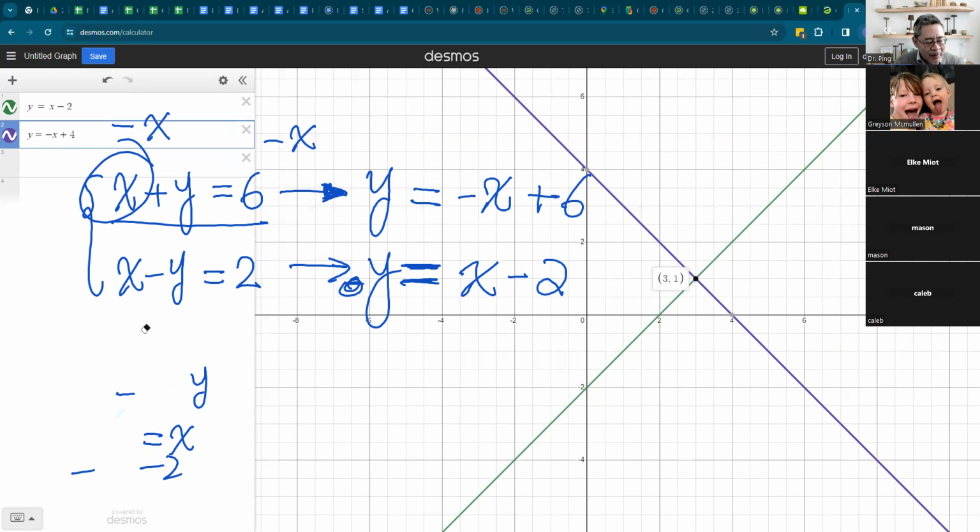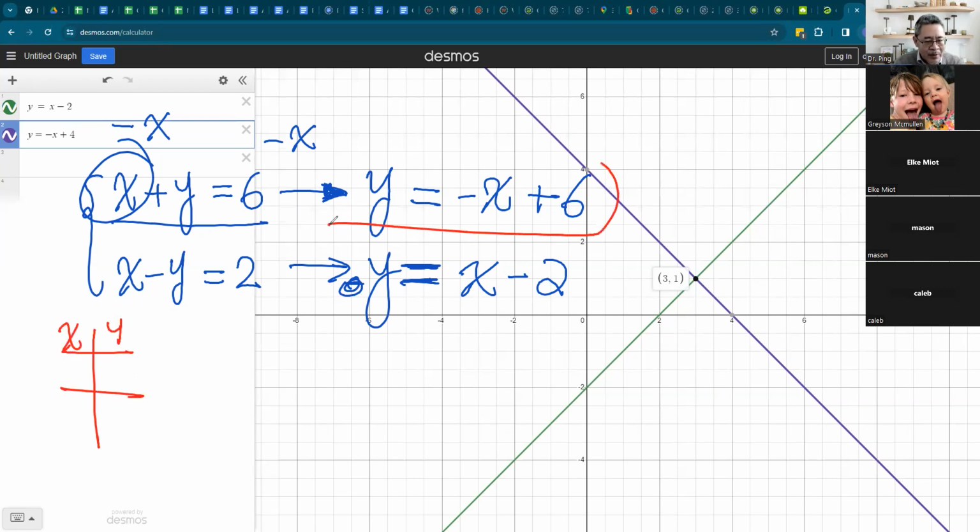Now, once we have that, we just need to make the table of x and y. Now for this top one, if x is 0, what is our y? Could you type on the chat? Very good, Mason.